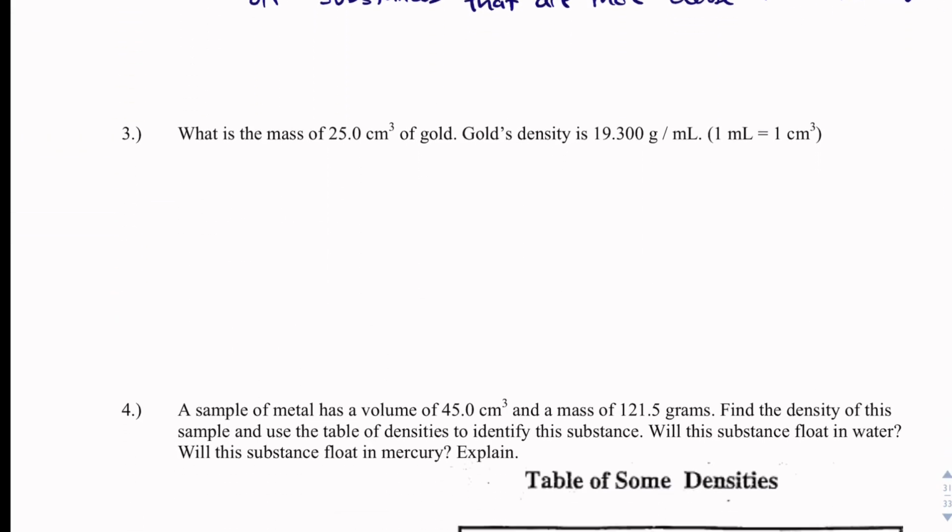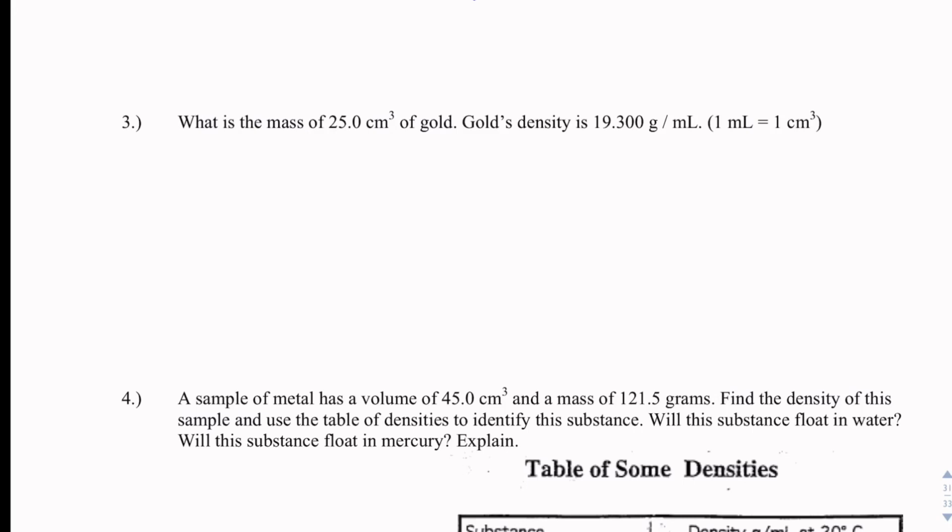Okay, now let's look at number 3. It says, what is the mass? So we'll circle what we're trying to find, of 25 cubic centimeters of gold. And I give you this unit, and it says gold's density is 19.3 grams per milliliter. Okay, so I'm going to write my formula. Density equals mass over volume.